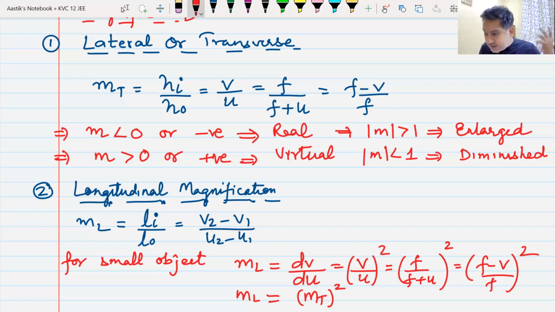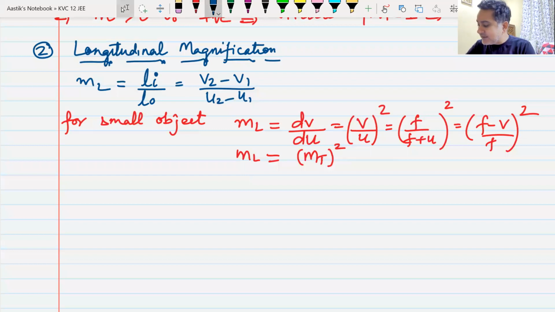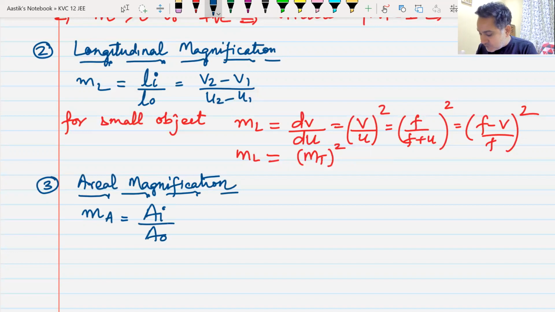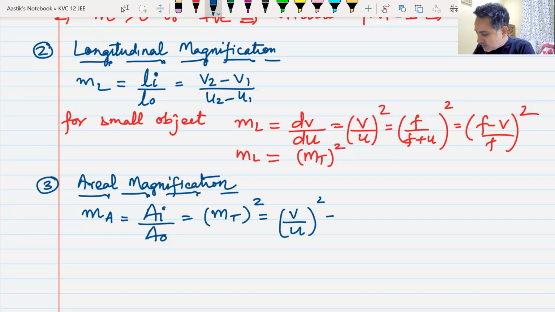Then, in some very difficult cases, they can ask you the third type of magnification, that is known as areal magnification. Do you remember magnification in area? How do I find this areal magnification? I can call it MA or MS, superficial magnification. This is area of the image divided by area of the object. And we get the same formula: transverse magnification squared, (v by u) whole squared, and all those things.